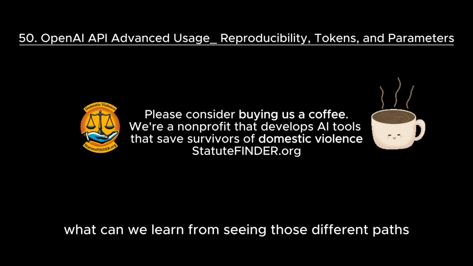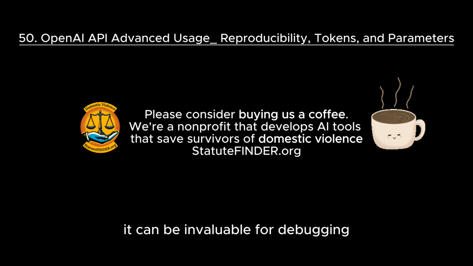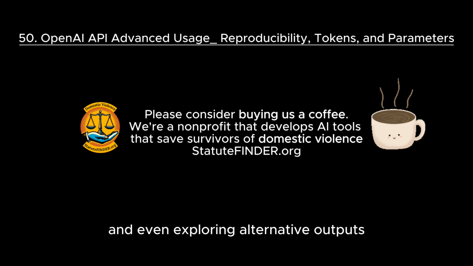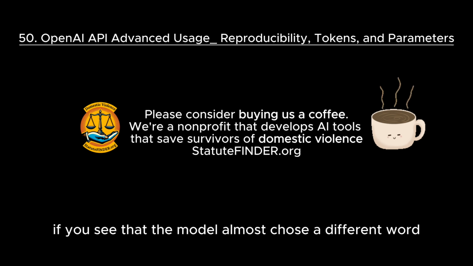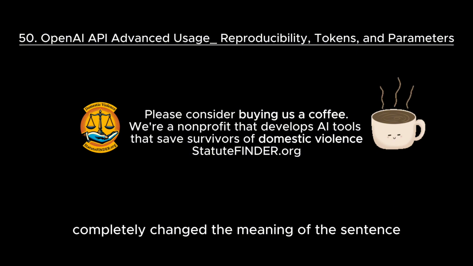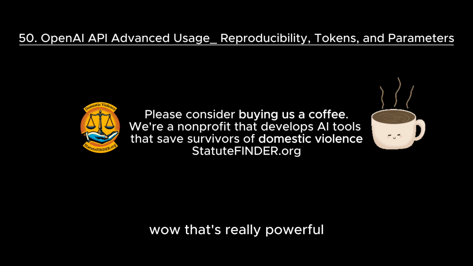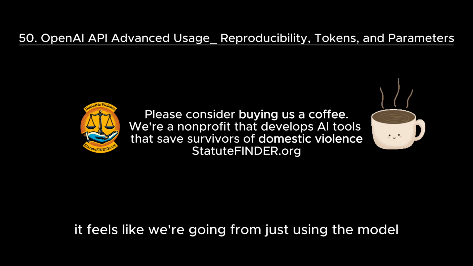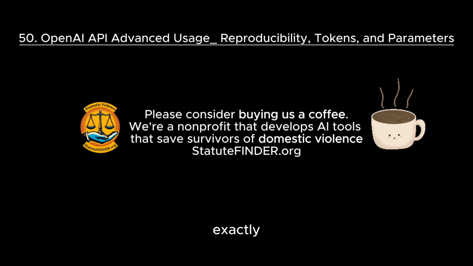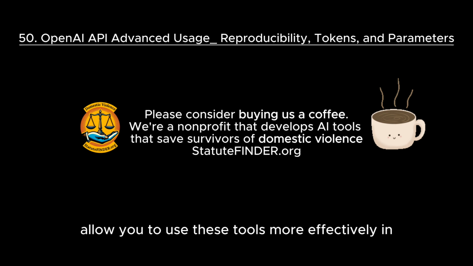That's incredible. What can we learn from seeing those different paths? It can be invaluable for debugging, understanding why the model made certain choices, and even exploring alternative outputs. For example, if you see that the model almost chose a different word that would have completely changed the meaning of the sentence, it can give you valuable insights into its decision-making process. Wow, that's really powerful. It feels like we're going from just using the model to really understanding how it works on a deeper level. Exactly. And that deeper understanding is what will ultimately allow you to use these tools more effectively and creatively.